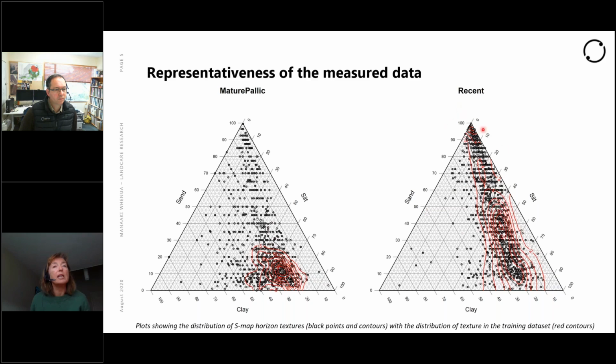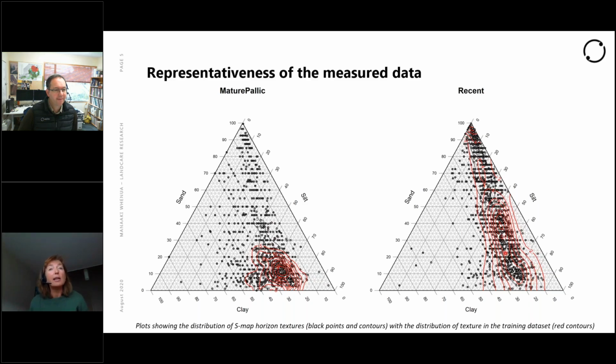Another way of looking at the representation is to think about it in terms of the texture. So this is the silt, sand, clay texture diagram. The red contours indicate the distribution with texture of the measured data. The black points are the SMAP soils. So clearly what you want is to have overlap, so that the measured data is a good representation of the soils that are out there in New Zealand.